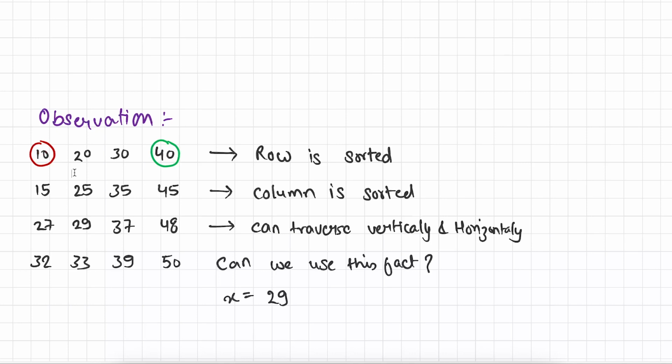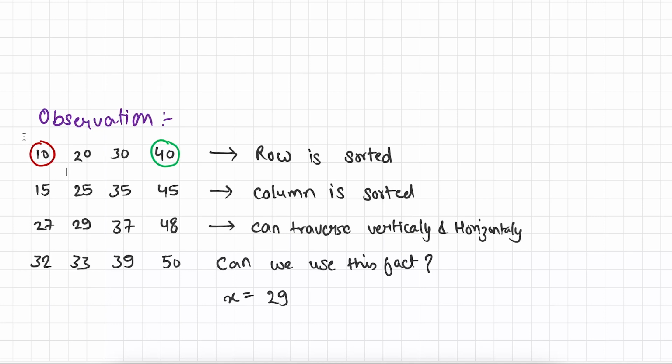Now, let's assume that we are at this position, and we know that all the elements to the right of it are greater than this element, and all the elements beneath this element are also greater than this element. And the question is, we want to find 29.